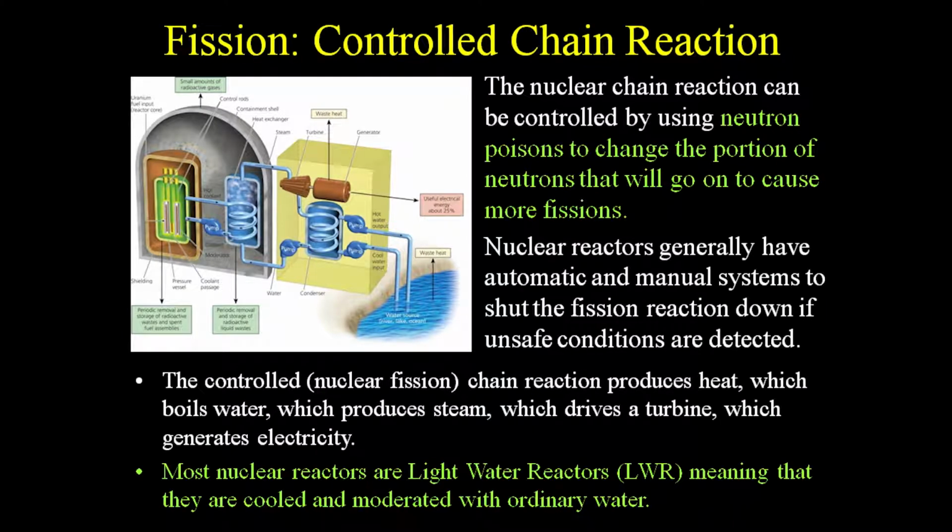The nuclear chain reaction can be controlled by using neutron poisons to change the portion of neutrons that will go on to cause more fissions. Nuclear reactors generally have automatic and manual systems to shut the fission reaction down if unsafe conditions are detected.